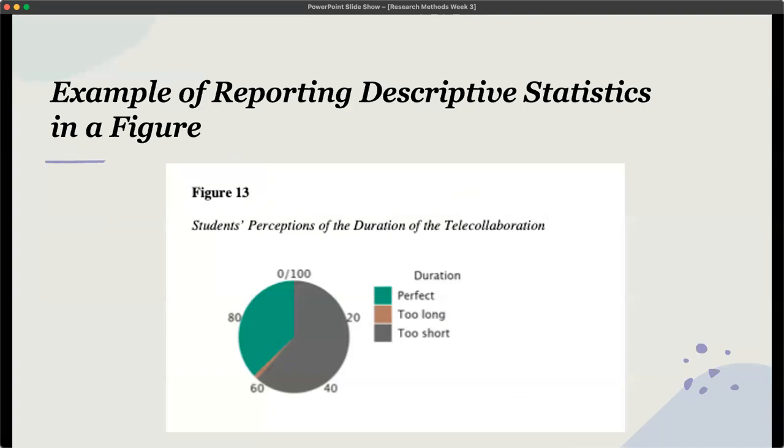Another way you can do this is to use a figure. So here's students' perceptions of the duration of the telecollaboration. Some felt it was perfect, some too long, some too short. But this really gives you a great visual of how the students actually felt about the duration of this study.